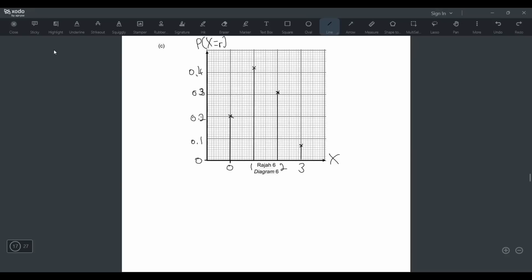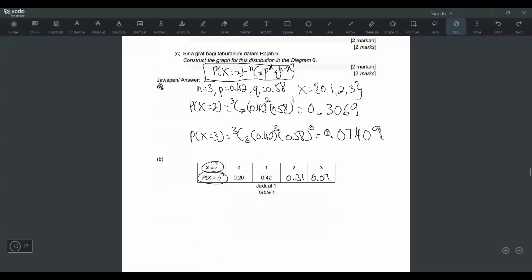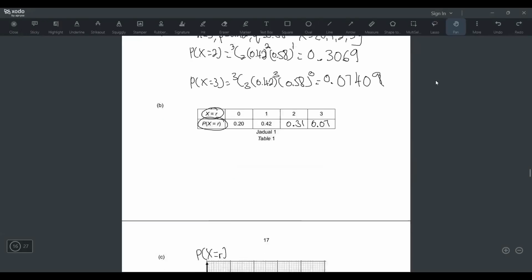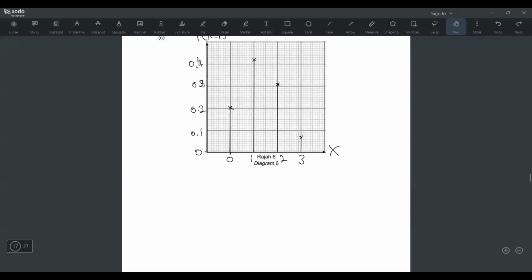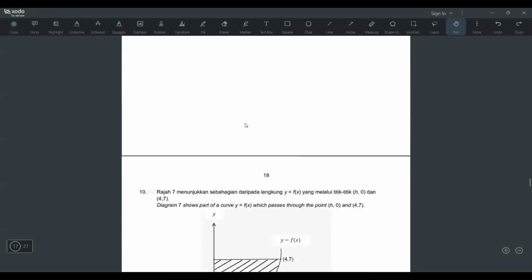Okay, I think I'm done, right? So what else do they want? Construct the graph, 2 marks. Okay, done already. Finished, right? And I labelled everything correctly already. The x-axis I labelled, the y-axis I labelled. Yeah, all done. Okay, let's continue.